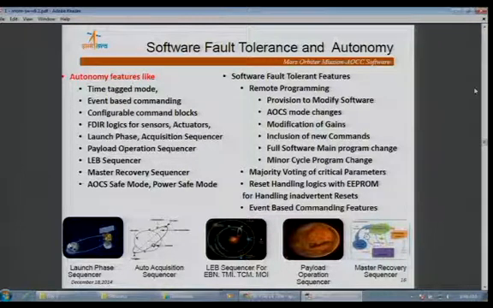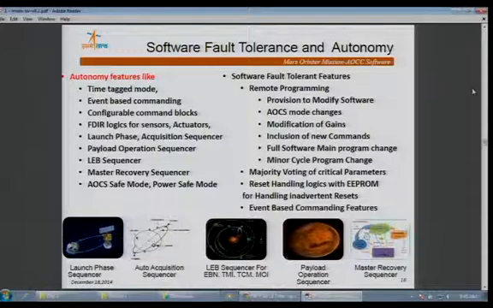There is a time tag mode of operation, which means the operation will be postponed to a future time as a time tag, and event-based commanding, which I'll be covering later, and various configurable blocks, which are sequences of commands with some event, and various autonomous sequences, which are very critical for this mission for LEP operations, payload operations, launch phase, and accretion sequencer, and master recovery sequencer, which was addressed yesterday.